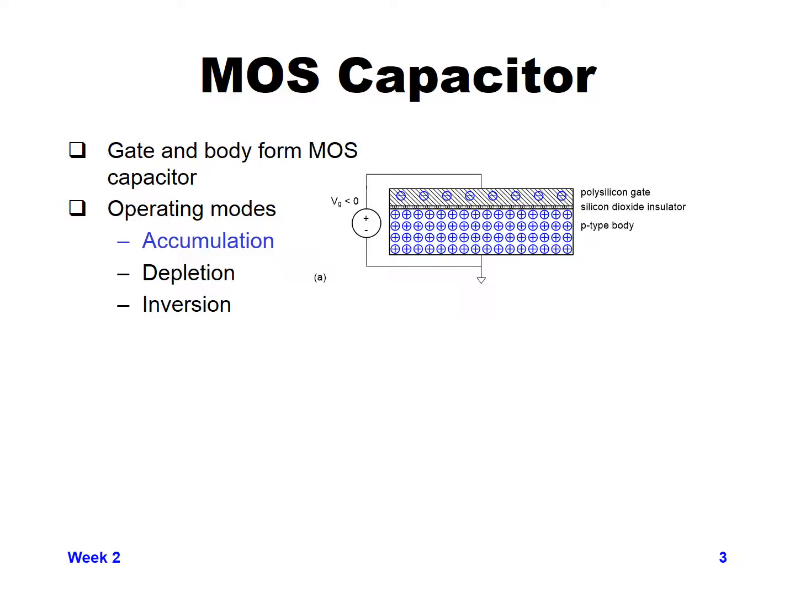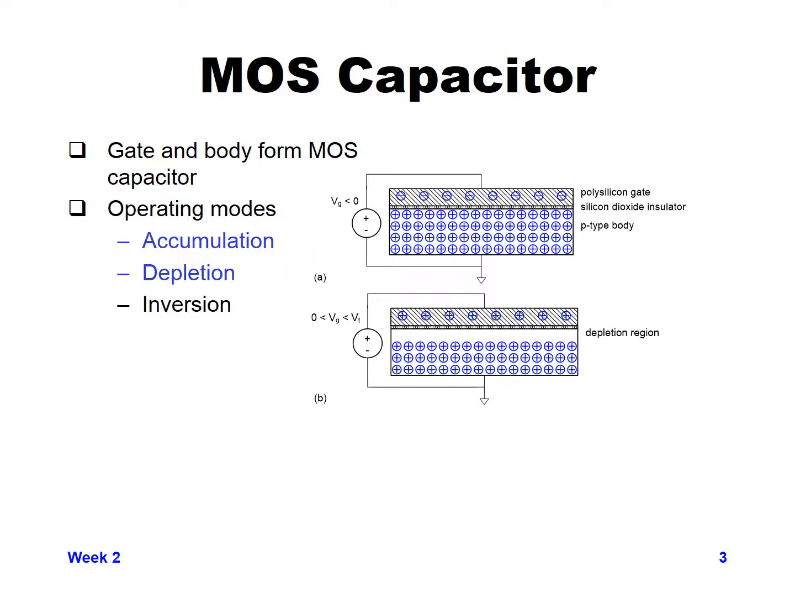So the first type of operation is if our gate value is less than zero, so we actually have a negative amount of voltage on the gate relative to the body. Then we'll actually be attracting, since we have negative charges on the gate, we'll actually be attracting more positive charges to the surface of the silicon dioxide insulator on the P body, and we'll be accumulating charge. So there will actually be more P charges there than there normally would be. So that's one operating mode.